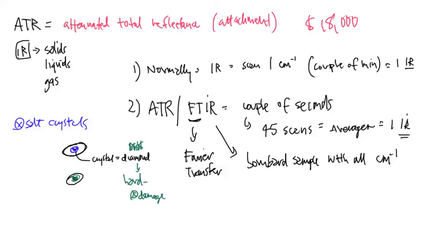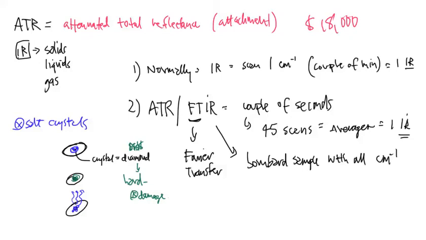Now, there's one drawback that we need to talk about. And that drawback is what if I put a sample, a liquid sample, on the crystal, but that liquid sample loves to evaporate? It's very volatile. Well, that's the purpose of the anchor.